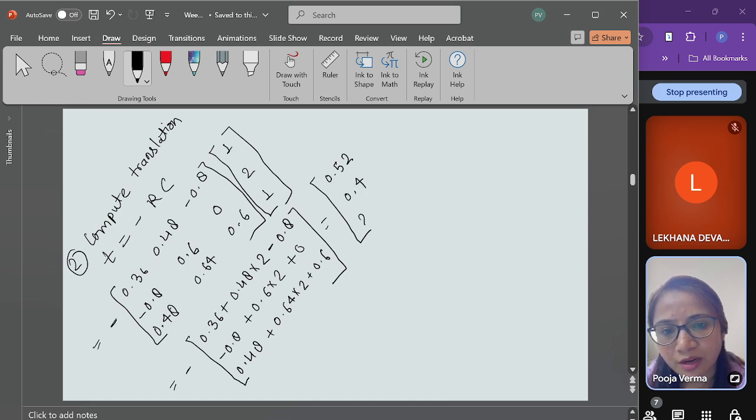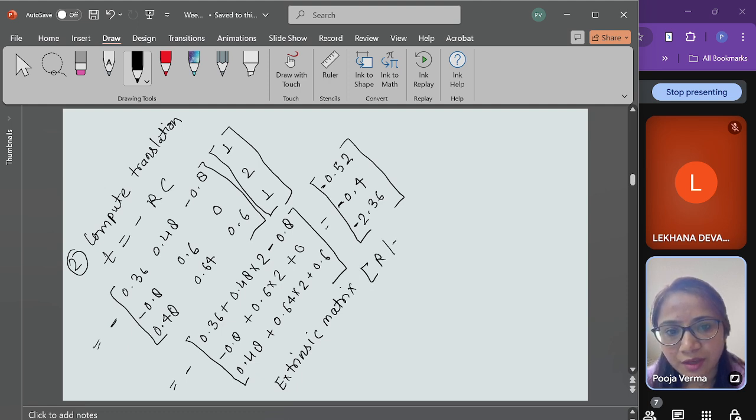0.4 and 2.36. And just also take this minus value inside the matrix, so it will be all minus. Okay, now we have got that value, minus RC, right? It is also called extrinsic matrix, if you have seen. So this whole value, that is R given minus RC, or you can write R given T, is also called an extrinsic matrix.